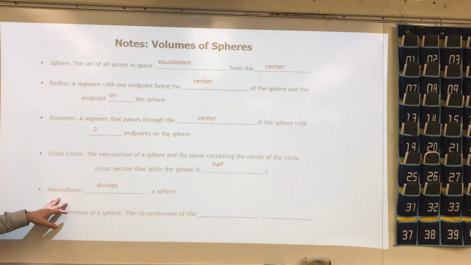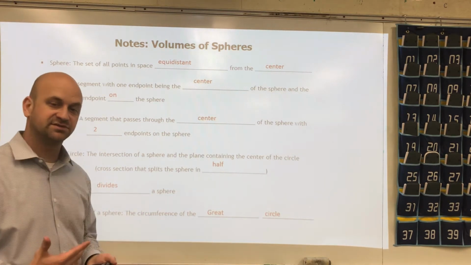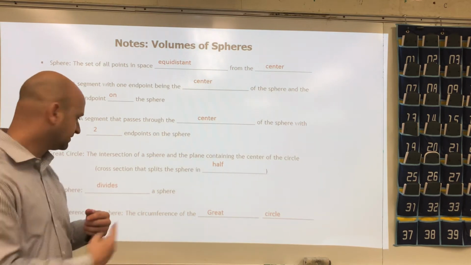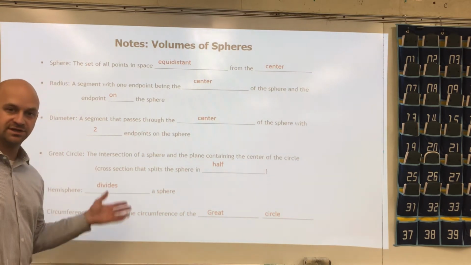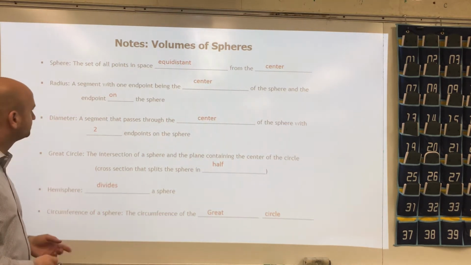All right, a hemisphere then is a word we hear a lot. It's going to divide a sphere, right? Hemi means part. The circumference of a sphere is going to be the great circle. So if you want to find the circumference of a given sphere, it is the circumference of the great circle. Again, that's the widest part of the circle that we're going to have in the sphere.